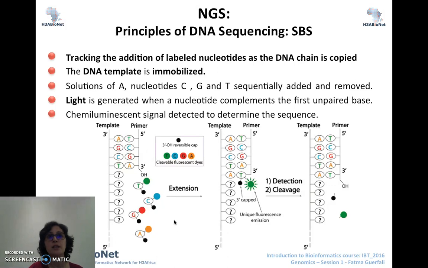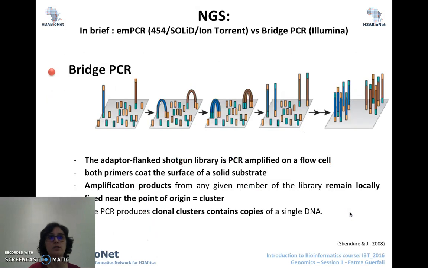So the principle is that a DNA template is immobilized, and solutions of A, C, G, and T coupled to a dye are sequentially added and removed. Light is generated only when a nucleotide complements the first unpaired base, as you can see here, so the light is emitted. The chemiluminescent signal detected allows the determination of the sequence of the template, read by a camera. So this is the technology that is used in the bridge PCR.